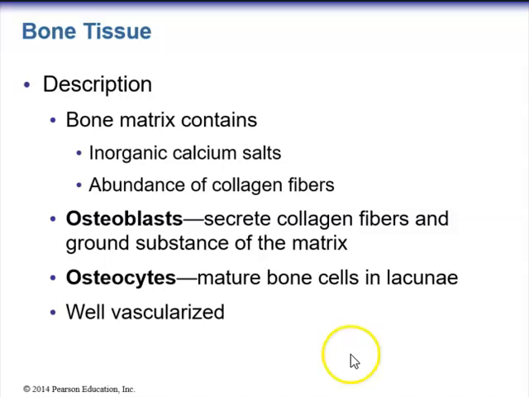So bone matrix contains inorganic calcium salts and an abundance of collagen fibers. We have our cells in the bone tissue. We have our osteoblasts. Again, blasts indicating an immature cell type. Osteo meaning of the bone. So we have our immature osteoblasts that will secrete collagen fibers as well as ground substance of the matrix. We then have our mature cells, the osteocytes, and we can see these mature bone cells in that space called the lacuna. Bone tissue is very well vascularized. It does need a good blood supply in order to keep it alive.